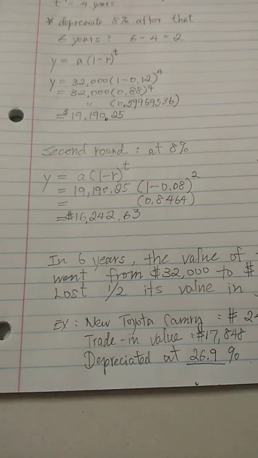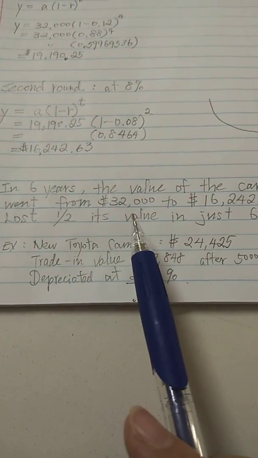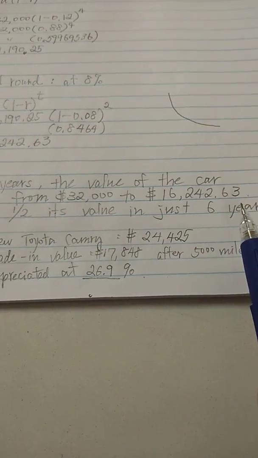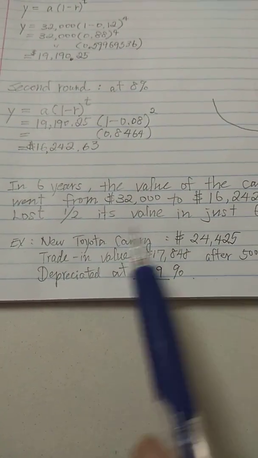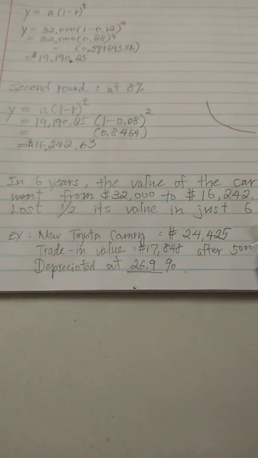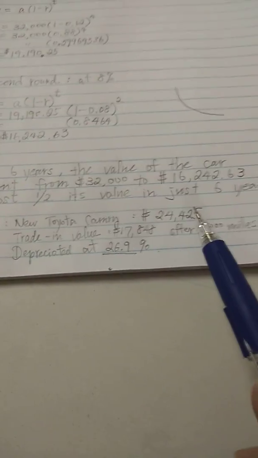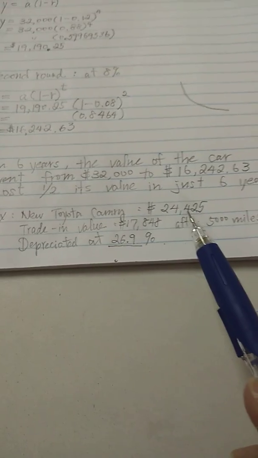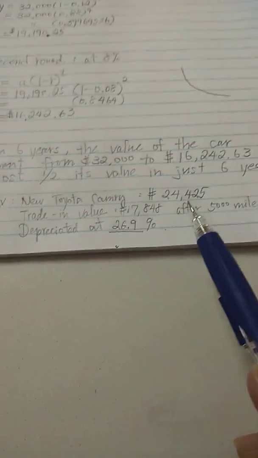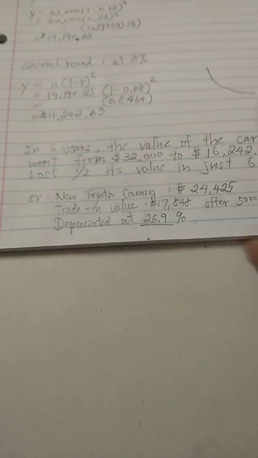Okay, so the conclusion is in 6 years, the value of the car went from $32,000 to $16,242.63, which means that it lost about half of its value in just 6 years. And this is one of the biggest costs of owning a car, is the loss in its value. Because once you pay that much money for that car and you drive it off the lot, it starts to depreciate. 12% is actually not a bad depreciation rate. Most cars depreciate even faster than that.